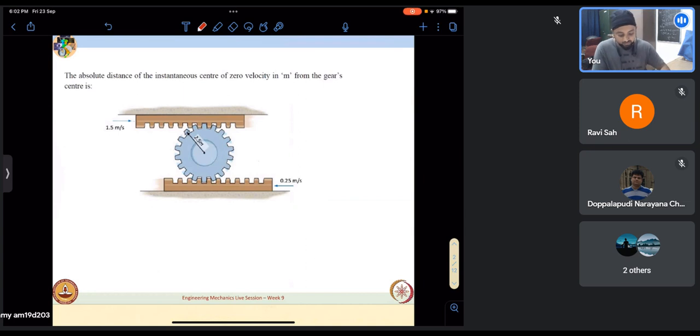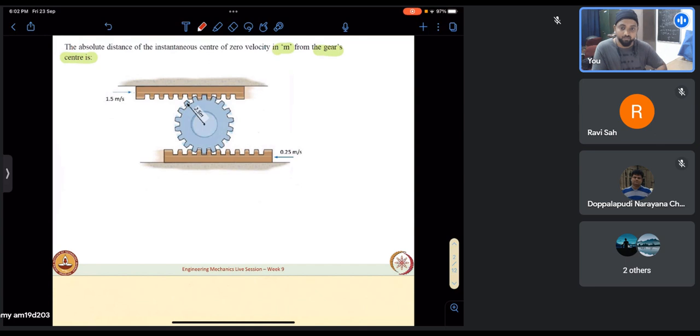The absolute distance of the instantaneous center of zero velocity in meters from the gear center is what is asked. We have been given a rack and pinion arrangement where the top rack is moving right with a velocity of 1.5 meters per second, and the bottom rack is moving left with a velocity of 0.25 meters per second. And we have been given a gear whose mean radius is 2.5 meters.